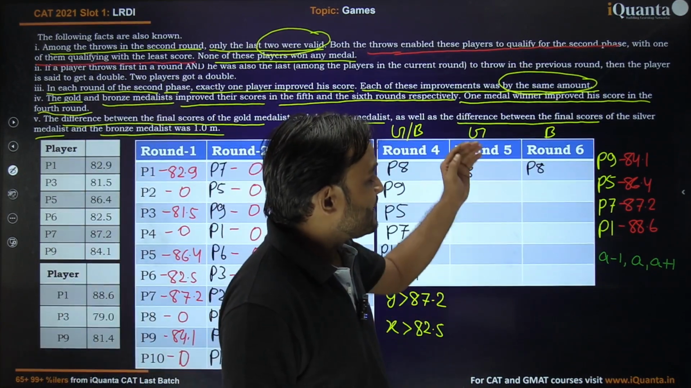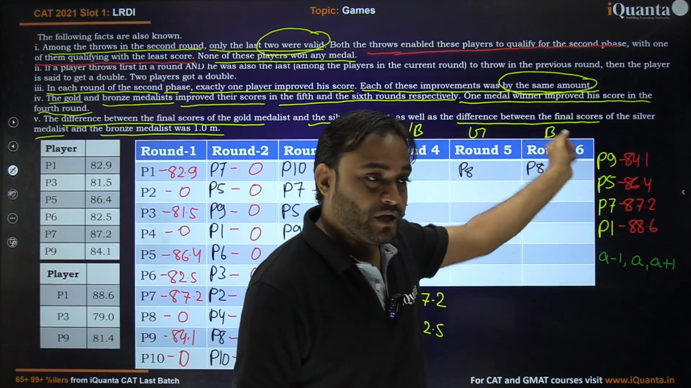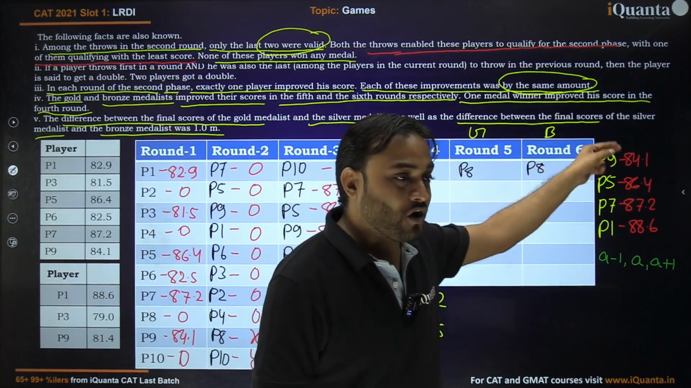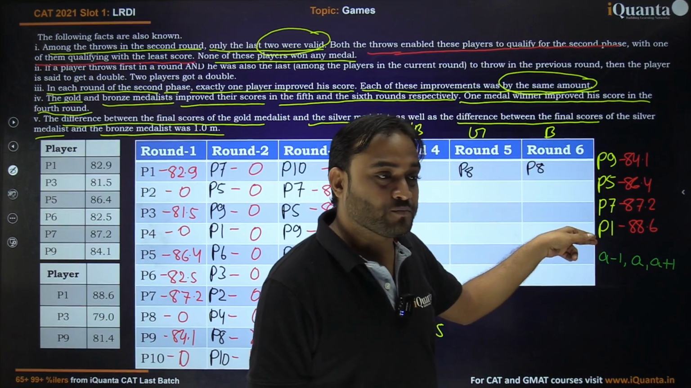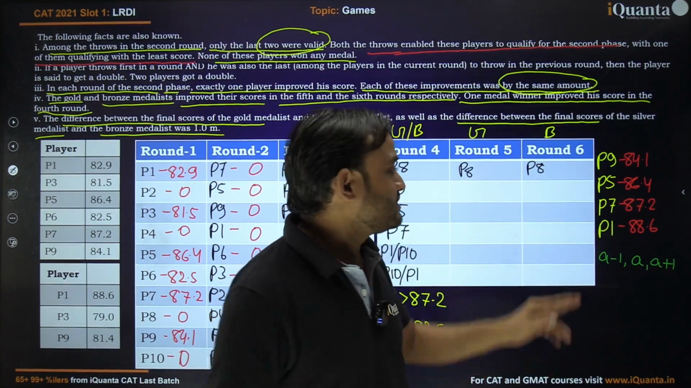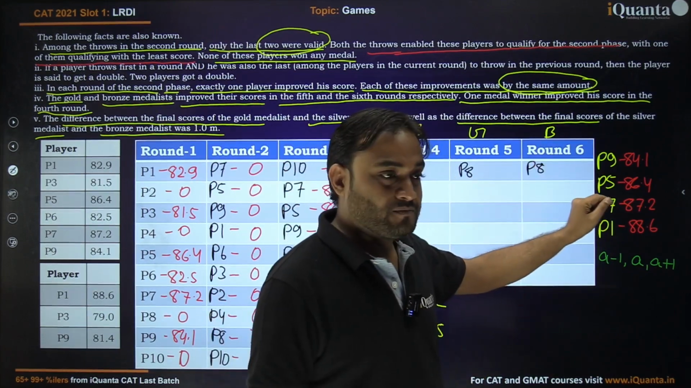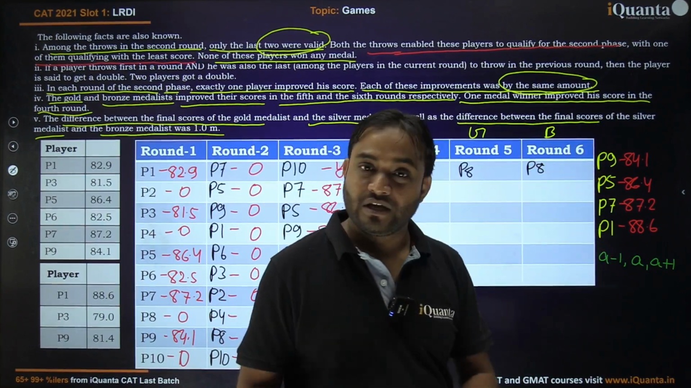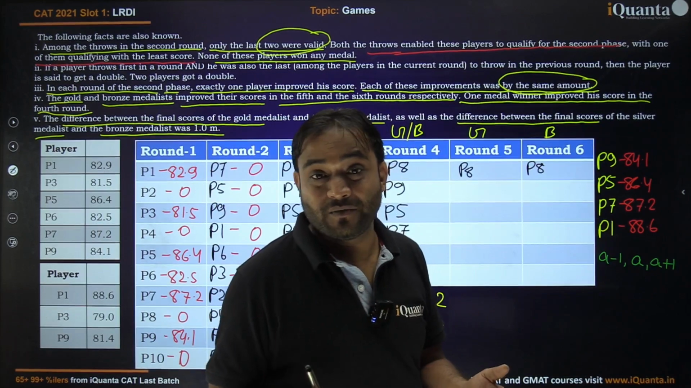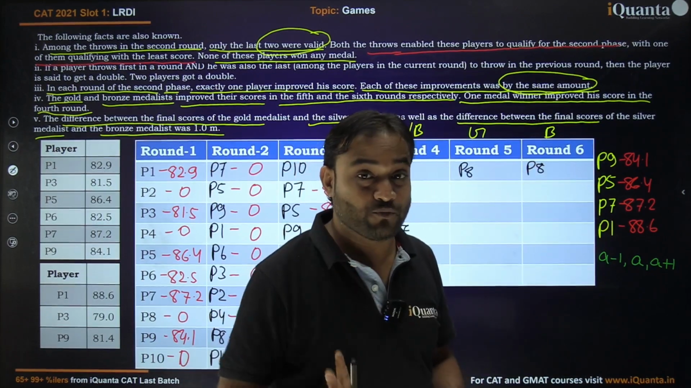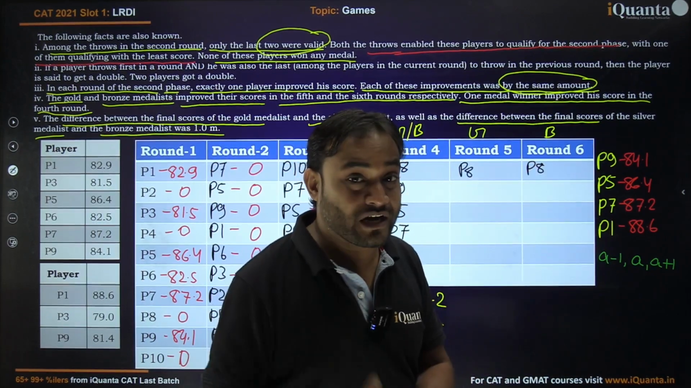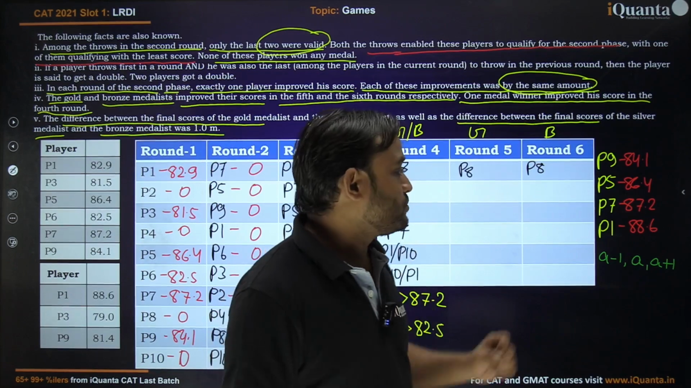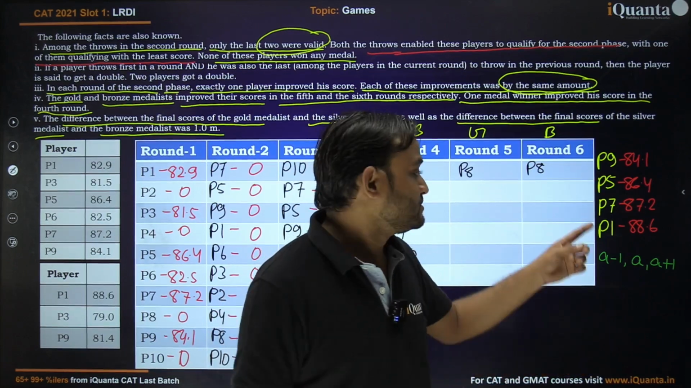P9 cannot be that person because he is already 4th out of these 4 persons. He cannot get silver. P5 is in 3rd position out of these 4. He again cannot get the silver medal ever because the rest of the 2 are improving. So 2 players are already ahead of him. Okay, so P5 is not possible.